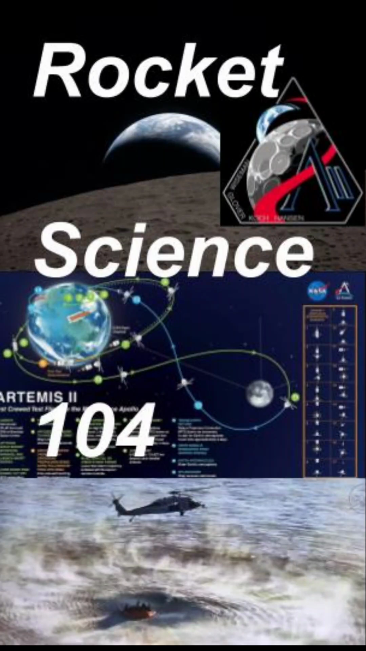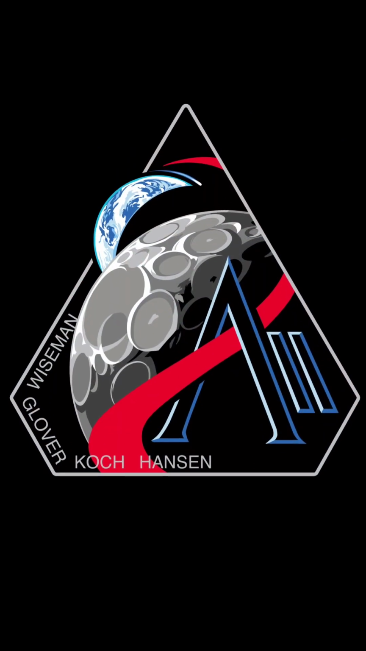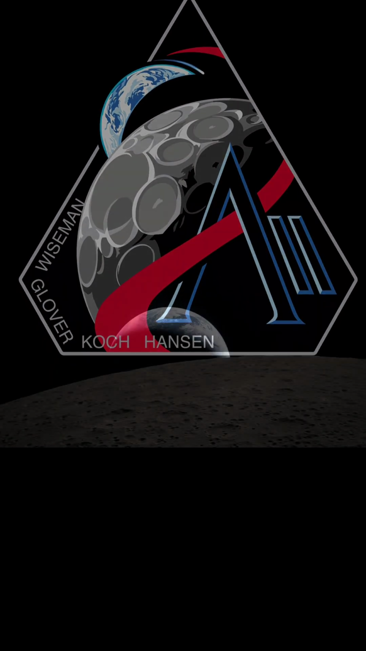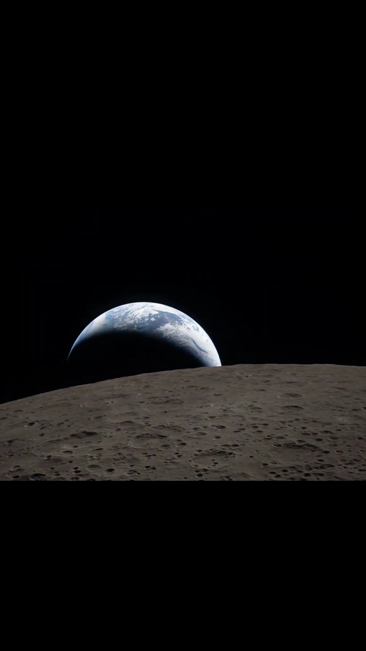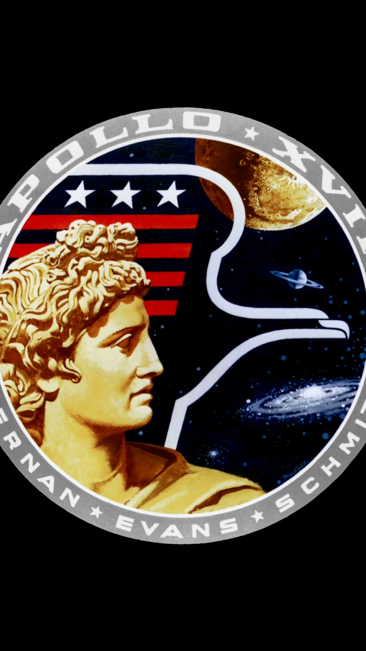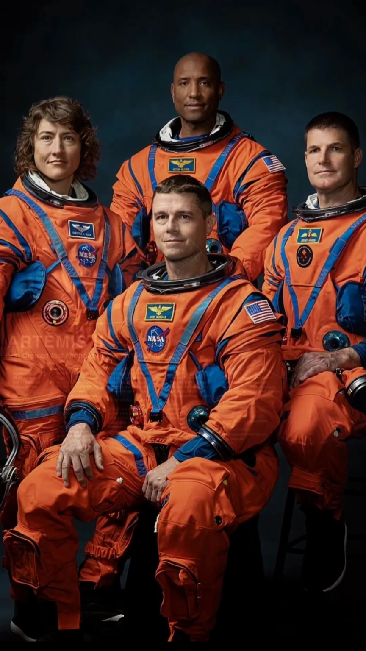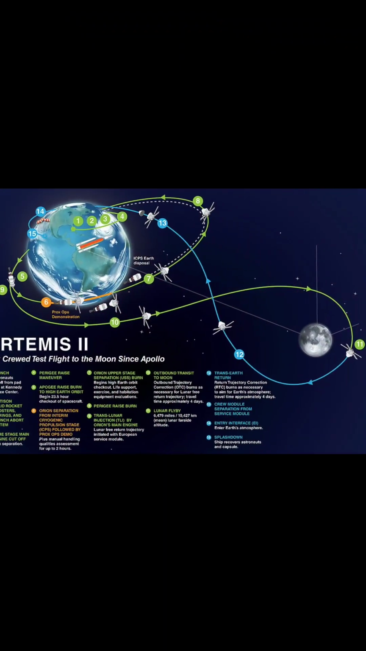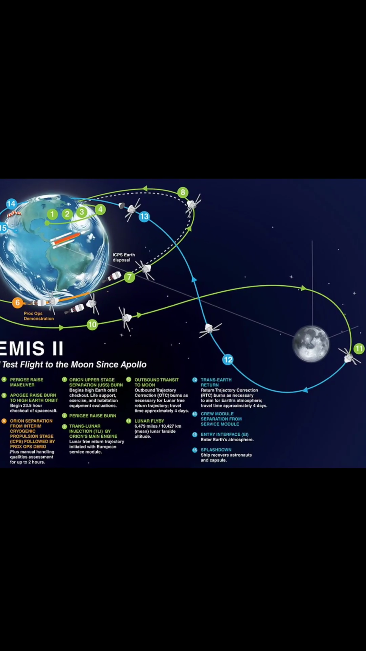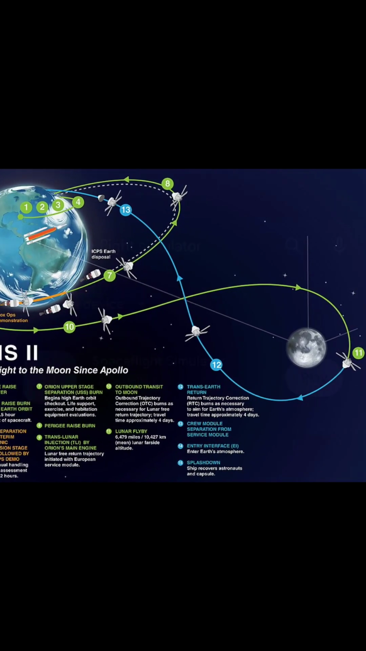Welcome to Rocket Science 104, based on the 9-day flight of the Artemis II mission, the first flight to the Moon since Apollo 17, well over 50 years ago. Artemis II rocketed 4 astronauts in a figure-8 trajectory using the Moon's gravity to slingshot the spacecraft back to Earth.